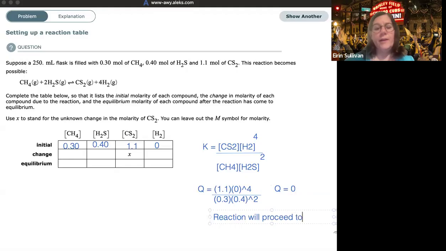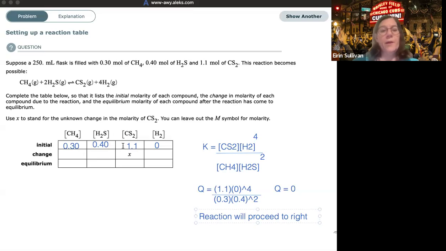So you do have to be a little bit careful with that if you have real world problems. You won't always have something nice and easy where the initial concentration of one of your products is 0, because you do need to know which direction the reaction is going to proceed in.